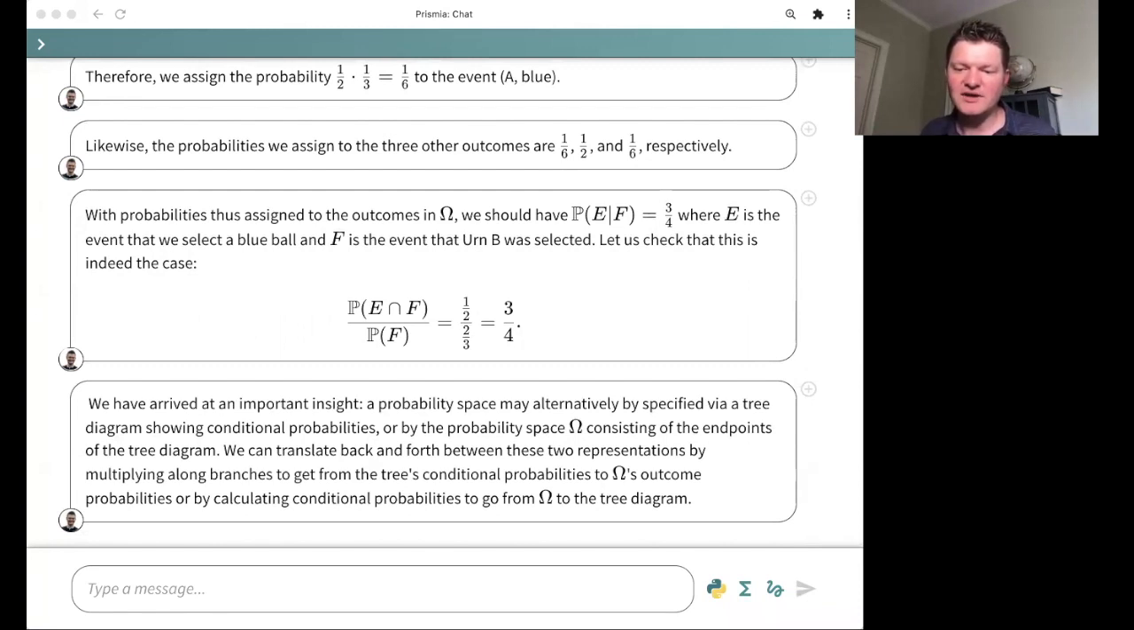And the point of doing this both ways is to emphasize that a probability space can be specified either by a tree diagram showing conditional probabilities at each branch, or by the probability space, which in the picture is the set of endpoints of the tree diagram. And we can translate back and forth between these two representations by multiplying along branches to get from the conditional probabilities to the actual probability mass function, or dividing probability mass function values to get conditional probabilities that go in the branches of the tree diagram.